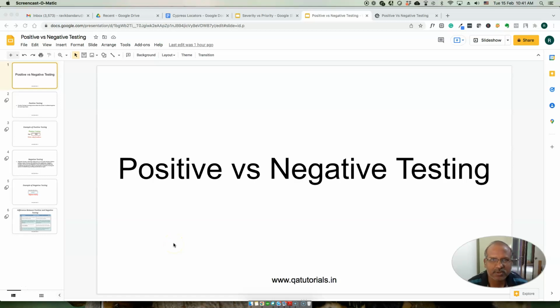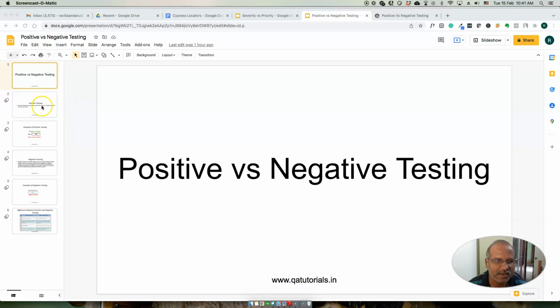Today we'll talk about one of the important aspects of testing, positive testing versus negative testing. If you are a beginner, it's a very simple concept, but it's important to understand why we need to do both positive and negative testing while doing functionality testing.